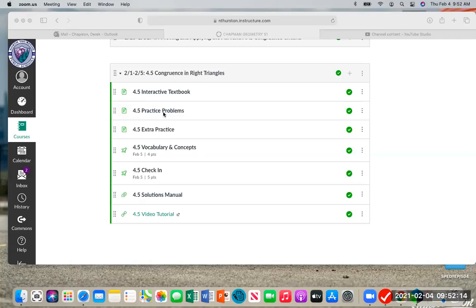It's one thing to watch somebody do it. It's one thing to follow along and think it makes sense, but practicing it really solidifies whether you understand the concept or not. Extra practice, if you need some extra problems, those are fresh problems that you can access that practice the same skills. Of course, the vocab and concepts in the check-in, both of these are due Friday by 11:59 p.m. Make sure you are accessing the solutions manual and the video tutorial if you need help.